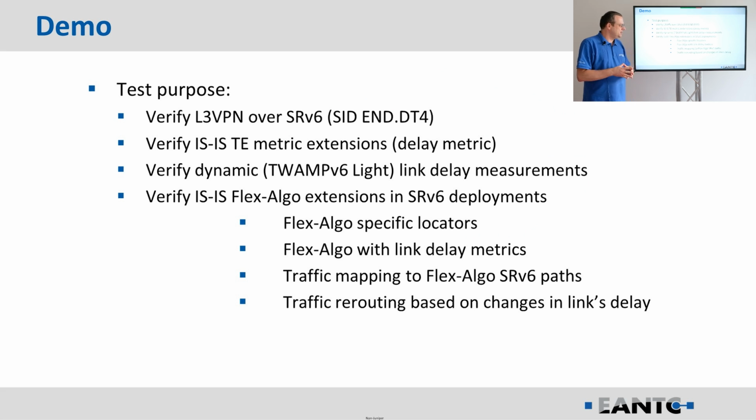Last but not least, we are verifying interoperability for ISIS Flex Algo extensions, specifically in SRv6 deployments, because we could also have Flex Algo for MPLS. We are looking at SRv6. So here: Flex Algo specific SRv6 locators, how we distribute these locators, and whether we understand each other. Flex Algo with link delay metrics, then traffic mapping to the Flex Algo SRv6 path, and traffic rerouting based on changes in the link metrics. So link delays will change, and based on that, we will reroute the traffic.